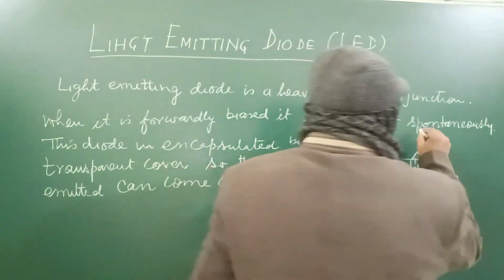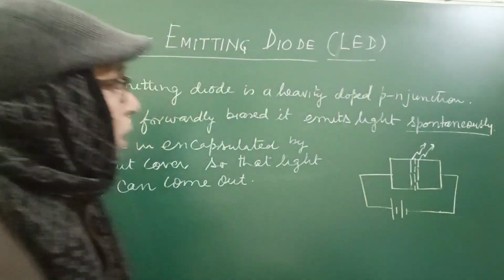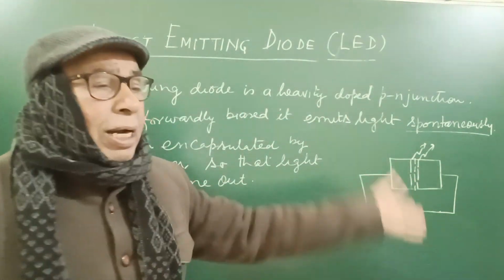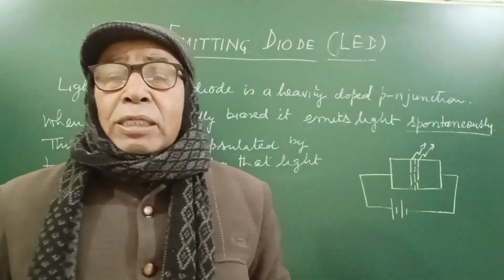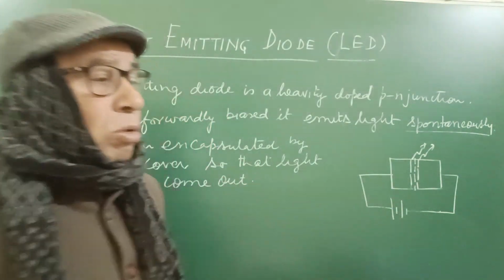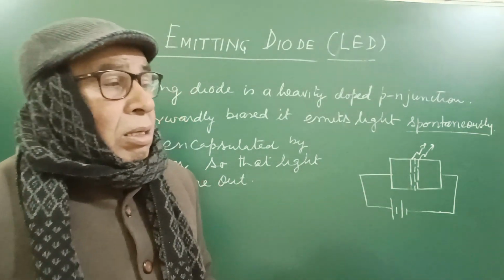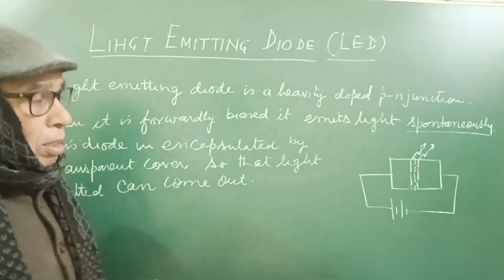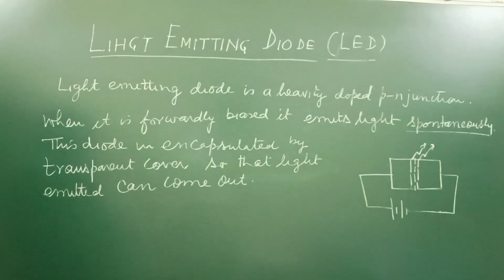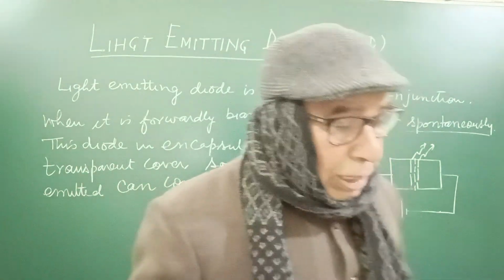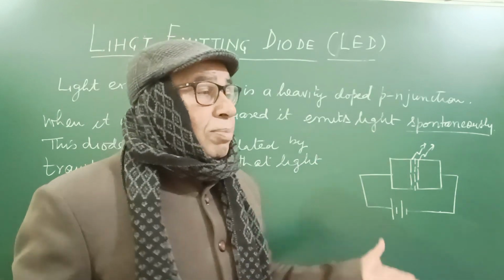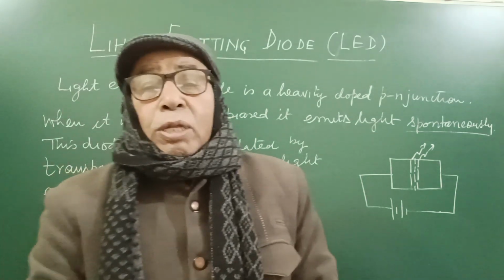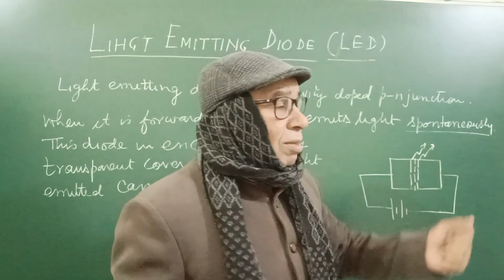Actually, this word spontaneously has been used here by me and by books knowingly. We can simply say that it emits light. But what is the meaning of spontaneous emission? Actually, when electrons go to a higher energy state, then they return back to a lower energy state by themselves, they come from higher energy to lower energy on their own. And when the electrons come from a higher energy state to a lower energy state, they emit extra energy. So that is called spontaneous emission.